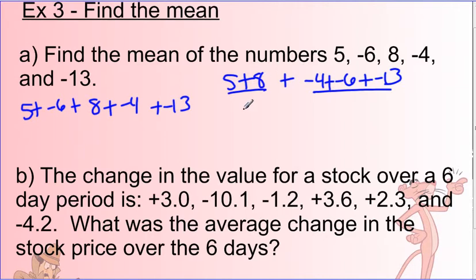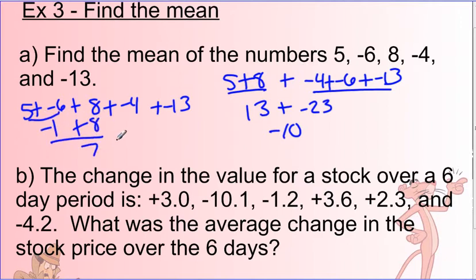5 plus 8 is 13. Negative 4 plus negative 6 is negative 10, plus negative 13 is negative 23. Now my signs are different. I subtract, I get negative 10. So you see how that might have been a little bit easier. If we would have done it straight across, this would give us a negative 1, plus 8 is a 7, plus negative 4 is a 3, plus negative 13 is a negative 10. So we got the same answer. It's just one way you might find to be a little bit easier than another.